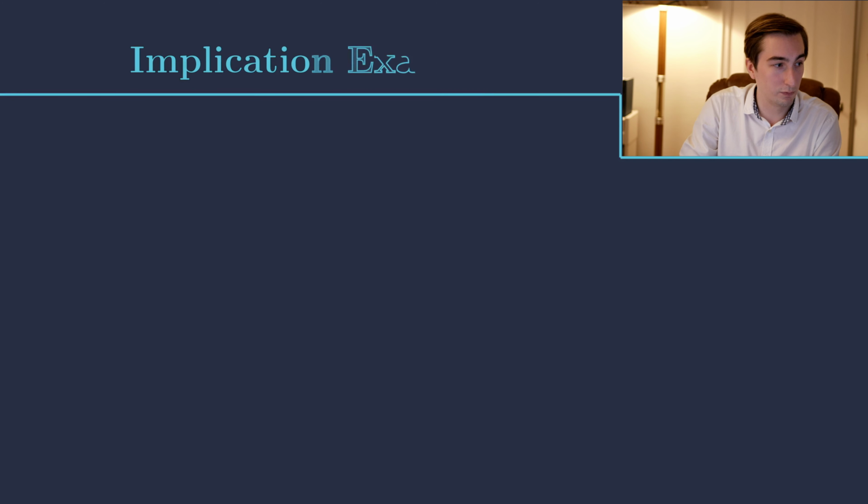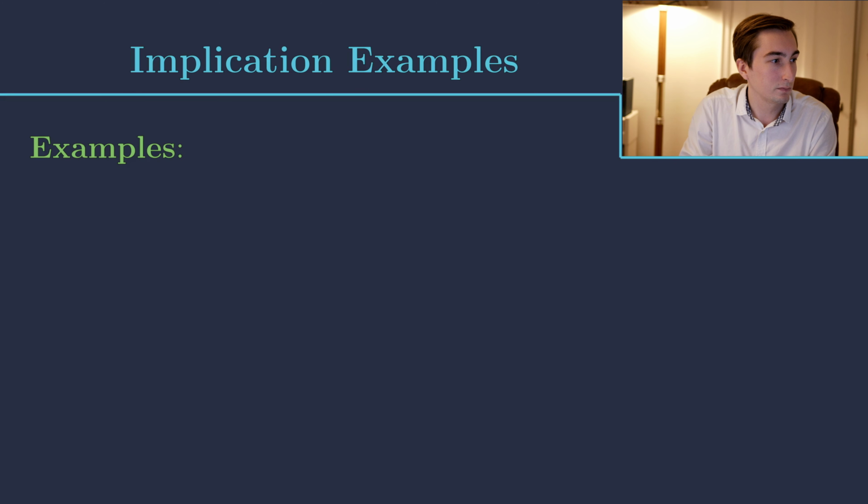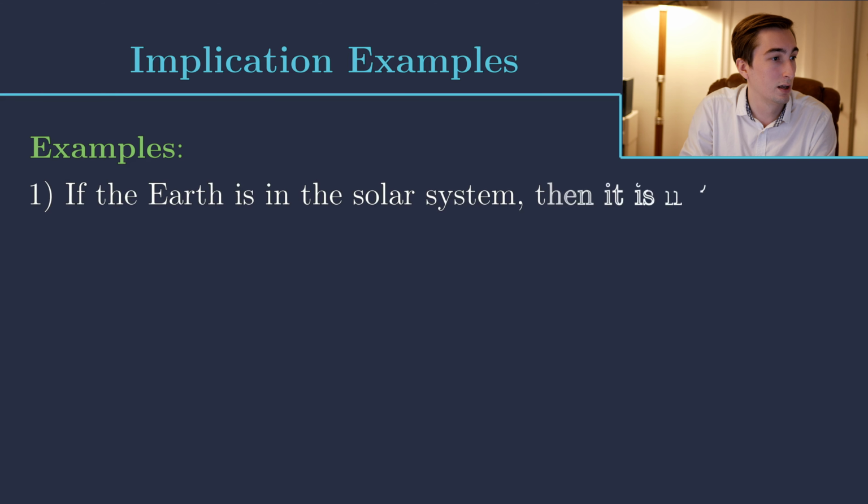So to finish off, we're going to look at some more examples, and we're going to look specifically now at some implication examples. So recall our implication examples were things of the form that had if-then in. So this first one here, which is if the Earth is in the solar system, then it is in the universe. This is an example of something that has if-then, so it is an implication statement.